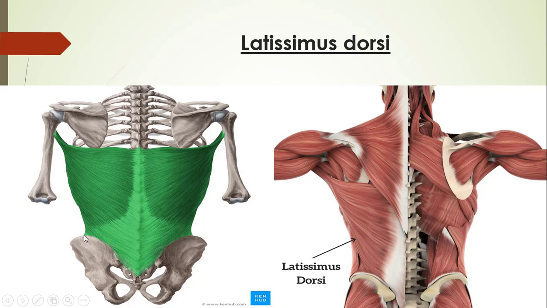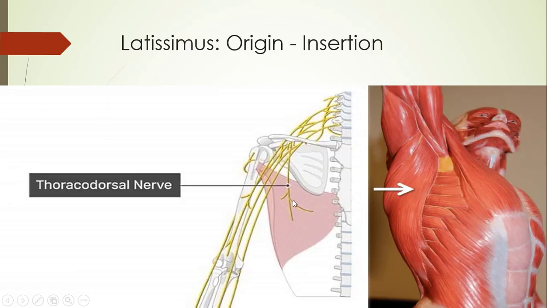The insertion. It's inserted on the floor of the intertubercular sulcus of the humerus. Here is another picture that shows its insertion on the floor of the intertubercular sulcus at the anterior superior surface of the humerus, in the intertubercular sulcus.